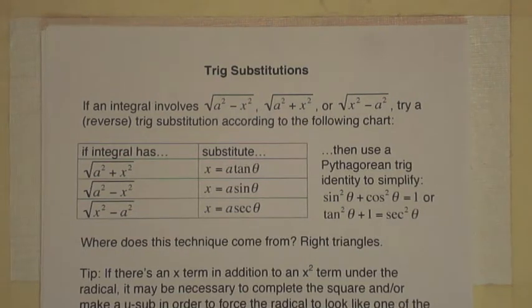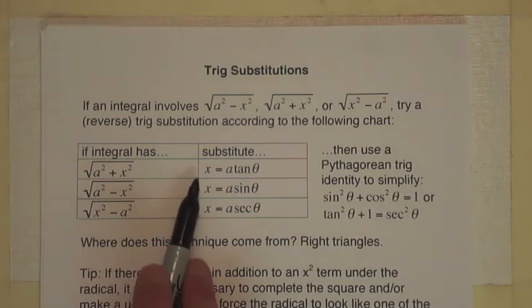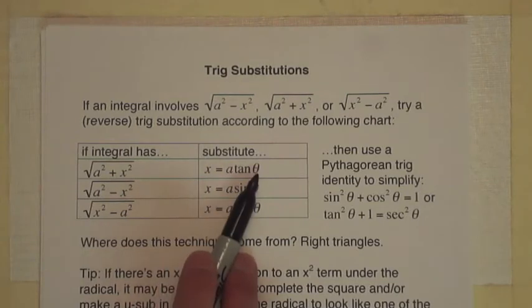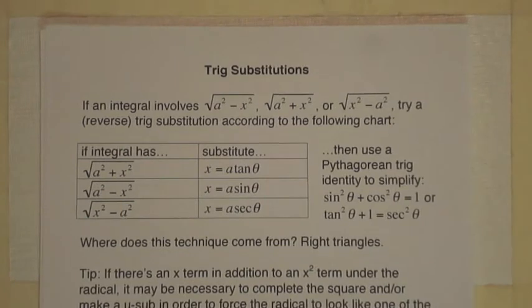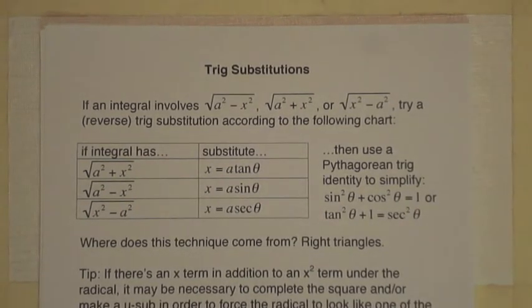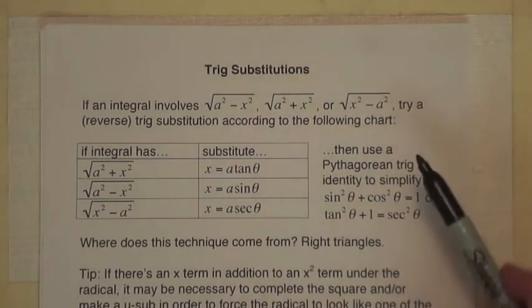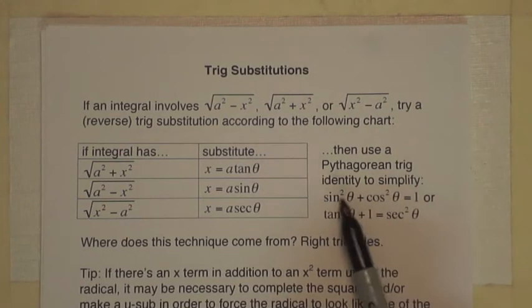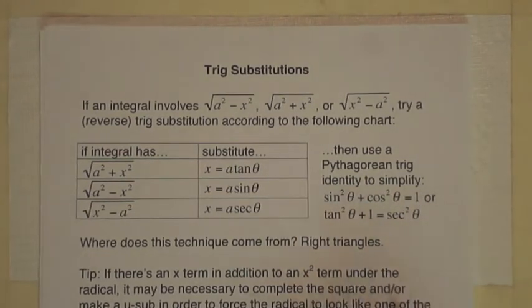And why would you want to do that? And why am I calling it reverse trig substitution? Well, when you use u substitution, you're usually substituting something like u as a function of x. But here we're substituting x as a function of u, or in this case theta. So it's almost a backward substitution that initially makes the integral look worse than it was to begin with. But by the magic of trigonometry, you can use a Pythagorean trig identity to simplify everything, like sine squared plus cosine squared equals 1, or one of the other ones.